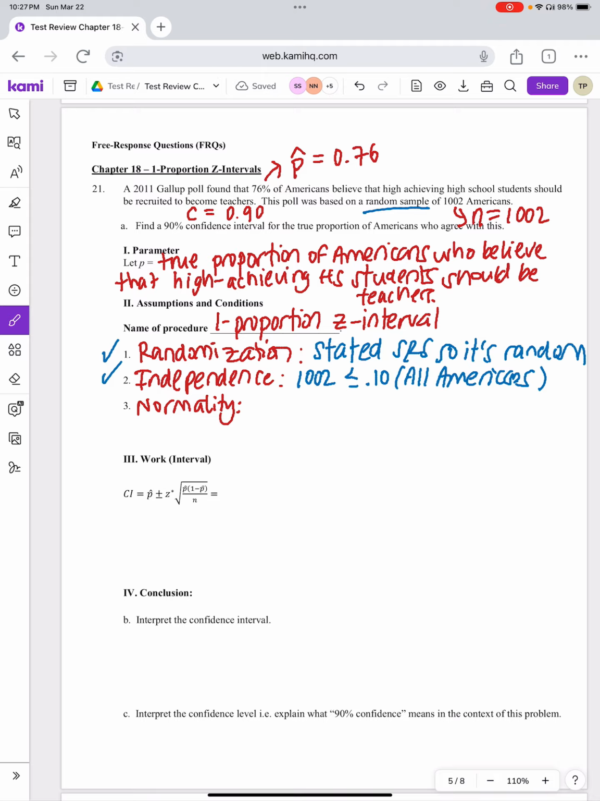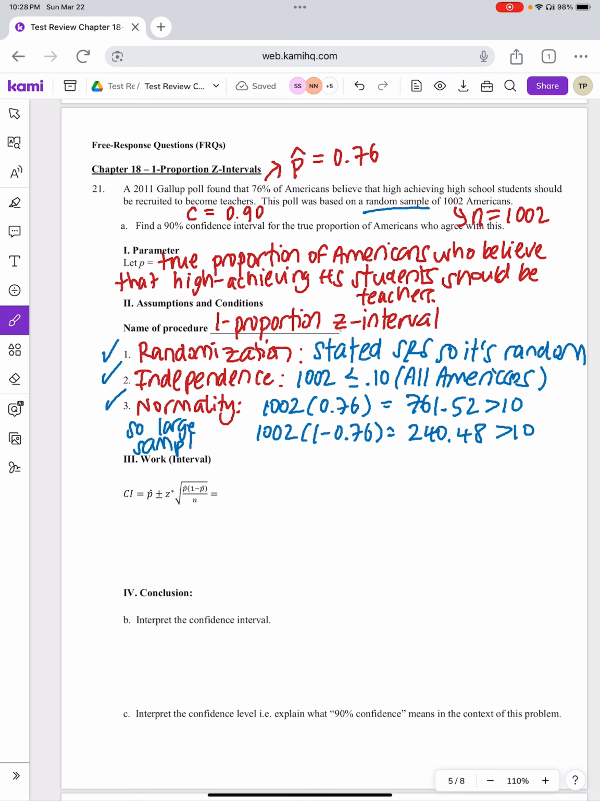For normality, we need to check to make sure that n, which is 1,002, times the p hat, 0.76, is greater than 10. I'm going to use my calculator real quick. 1,002 times 0.76 is 761.52. It's greater than 10. And then we also need to do 1,002 times 1 minus 0.76. So that's 1,002 times 0.24, which is 240.48. They're both bigger than 10, so we have a large enough sample size.